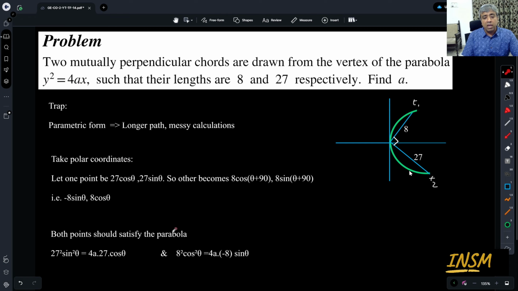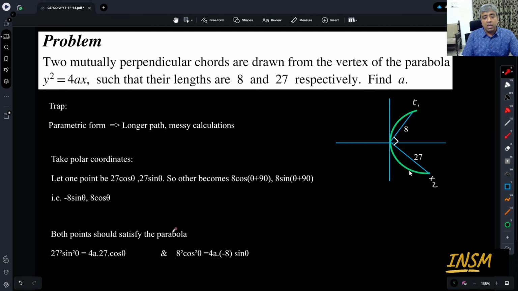For that, we divide the second equation by the first equation. The 27 and 27 from here will get cancelled out. Similarly, the 8 and 8 will get cancelled out. When you divide, you will get sin square upon cos square as tan square, and then 27 by 8 equal to minus cot theta. So we multiply cot to the other side, and it becomes tan cube theta equals minus 8 by 27. We take cube roots, which gives us tan theta as minus 2 by 3.